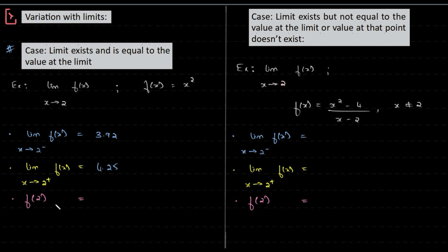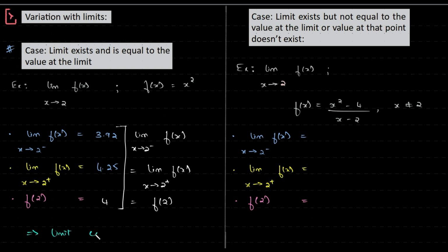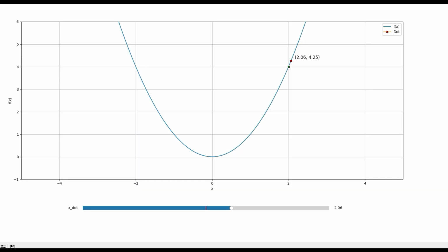equal. f of 2, your traditional value wherein we substitute, 2 square, is equal to 4. So in all of this, what is it that we see? That the function's value is equal to the limit's value, right? So this is also equal to limit of f of x as x tends to 2 plus, and this is equal to f of 2 itself. So the overall conclusion is that the limit exists, right? Now, limit exists but not equal to the value at the limit, or let me just explain it rather than reading the heading.